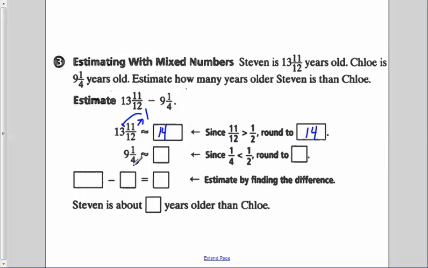9 and 1/4. Well, 1/4 is much less than half or even the whole thing, so we'll call that 0. And then 0 and the 9 is just going to stay as 9. So then we look at 14 minus 9, and we say she's about 5 years older, or Stephen is about 5 years older than Chloe.